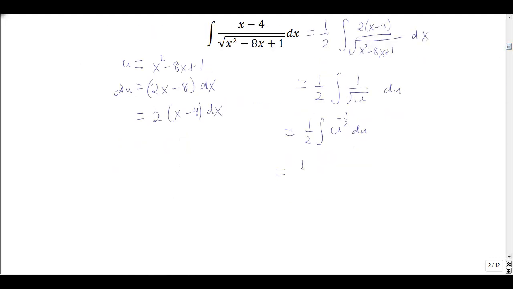And then when I do my integral, I get 1/2 times u to the add 1 to -1/2 gives you a 1/2 divided by 1/2. Note the multiply by 1/2, divide by 1/2 will cancel. You get a plus c.